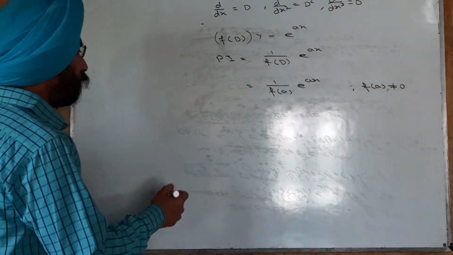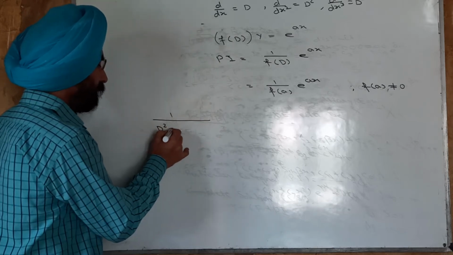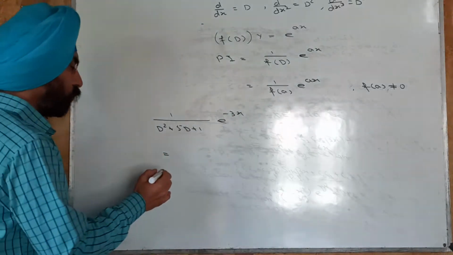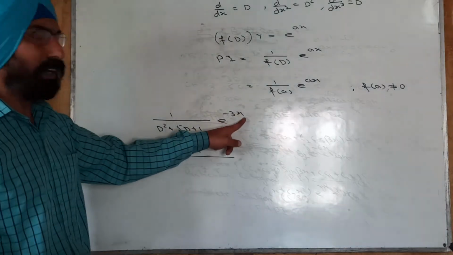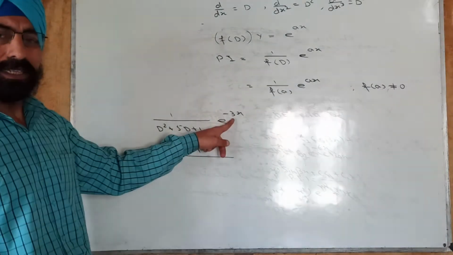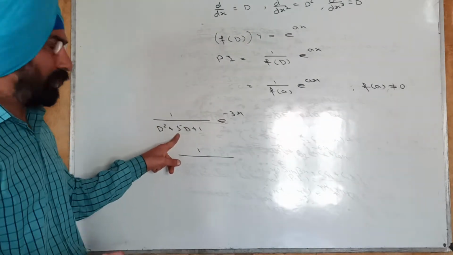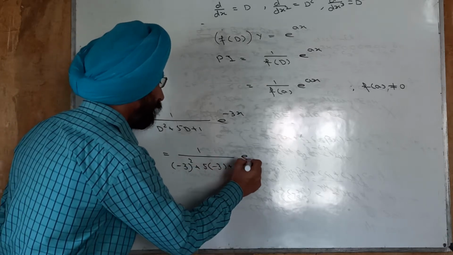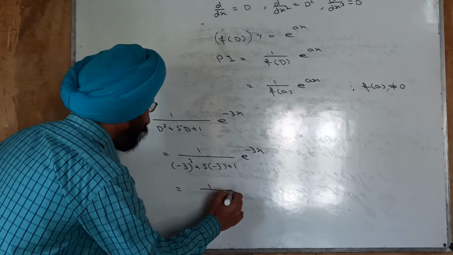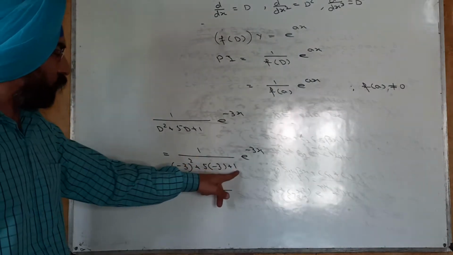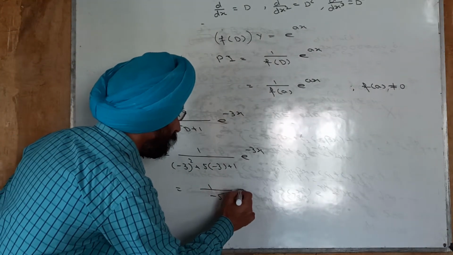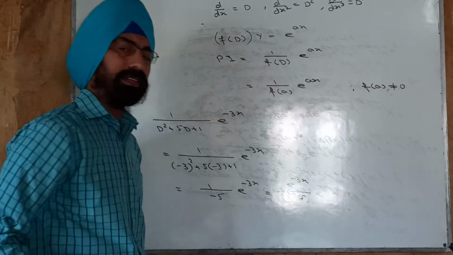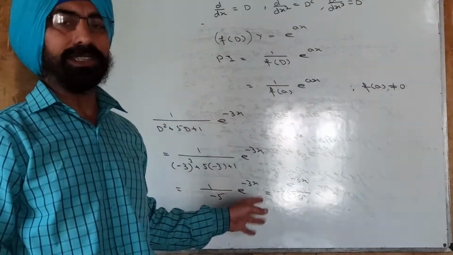Suppose you are having 1 upon D square plus 5D plus 1 e raised to the power minus 3x. So what will it be equal to? The coefficient of x in the exponential is minus 3, so you just have to replace D by minus 3 here. So what you will get? 1 upon minus 3 square plus 5 into minus 3 plus 1, e raised to the power minus 3x. Now solve it. It is 9 plus 1, 10, minus 15 is minus 5. So minus 5 e raised to the power minus 3x. That means minus e raised to the power minus 3x over 5 is the particular integral in this particular case.